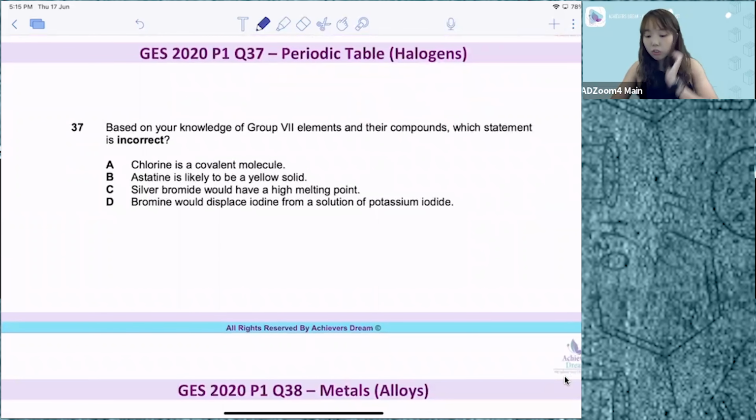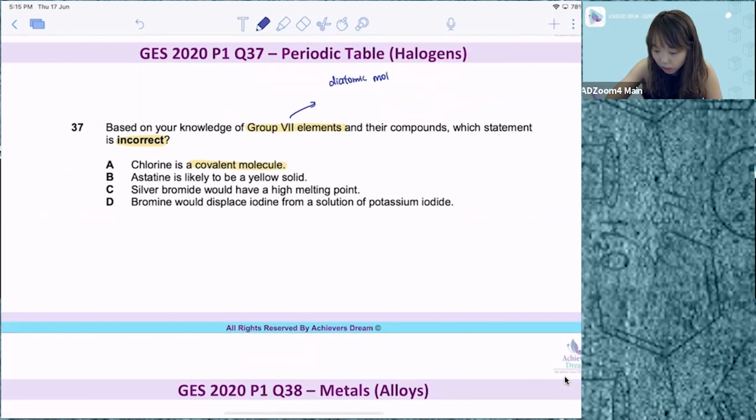Question 37: based on your knowledge of group 7 elements and their compounds, which statement is incorrect? So option A, chlorine is a covalent molecule. Now, group 7 elements are what we call diatomic molecules. Di means two, so in one molecule there are two atoms. That's why you see fluorine is F2, chlorine Cl2, Br2, I2, At2, etc.